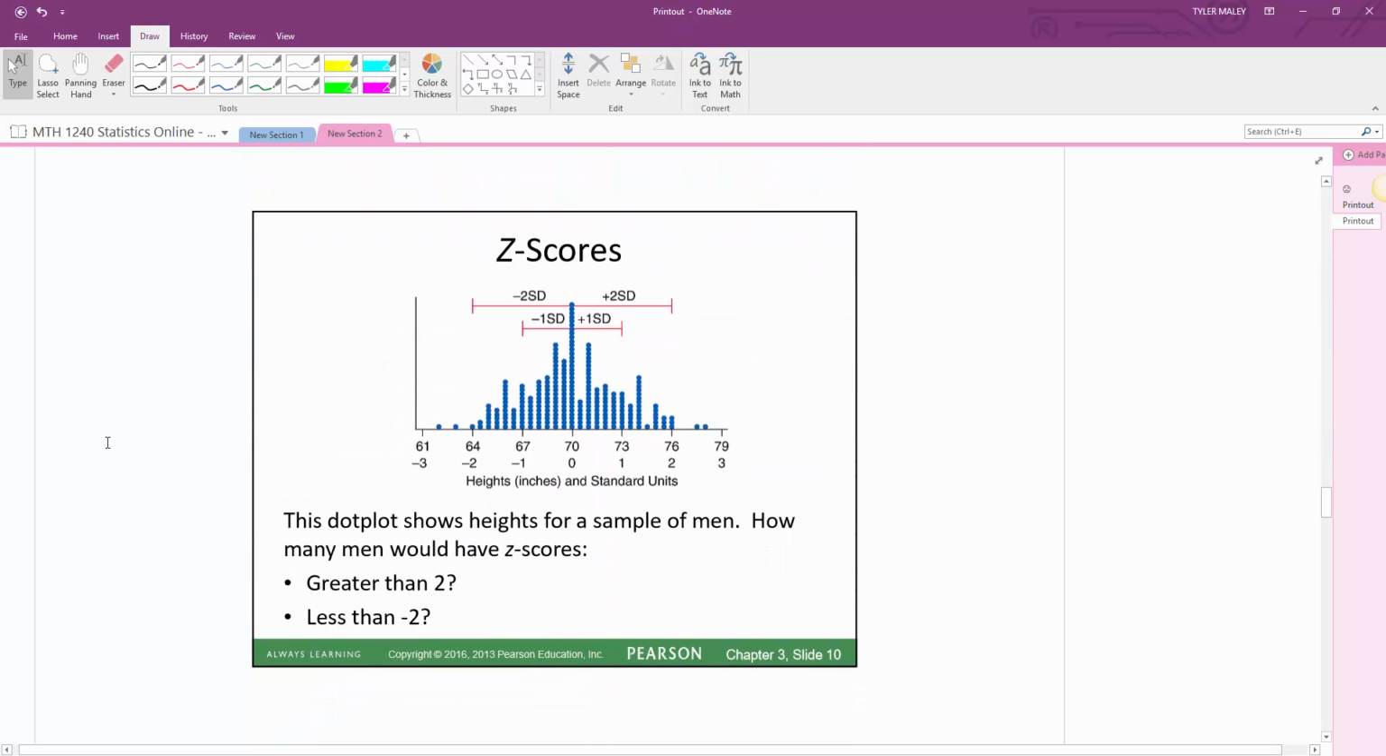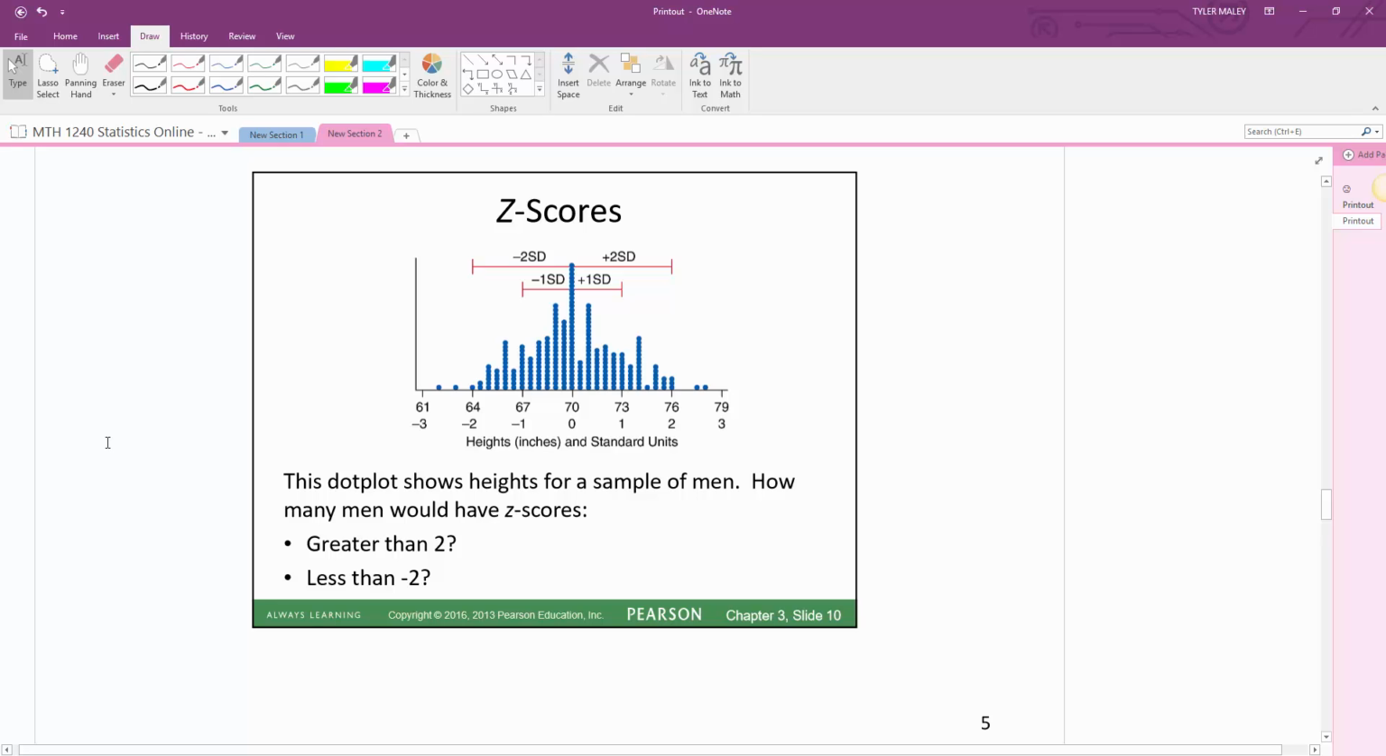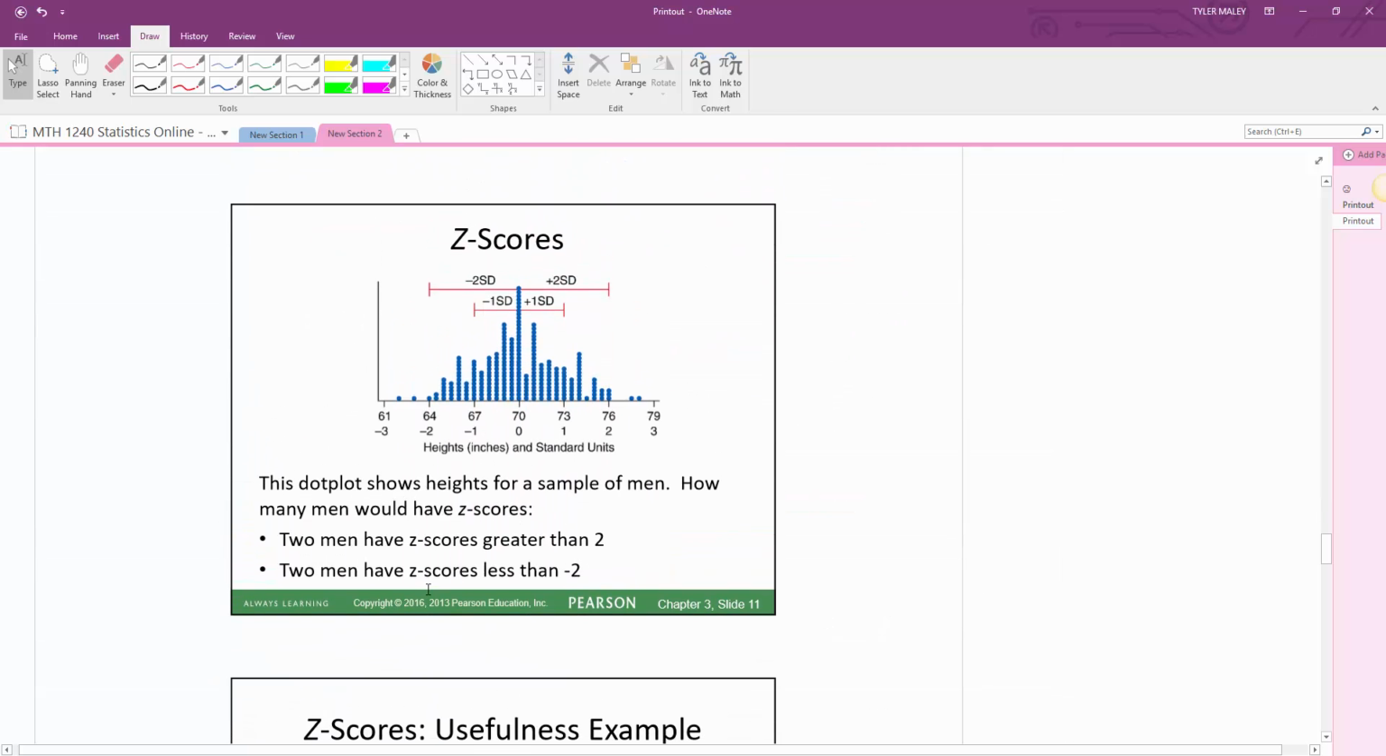So here's an example of a dot plot. And we have the z-scores listed below here. So here are my z-scores. It says the dot plot shows the heights for a sample of men. How many men would have z-scores greater than 2? So here's the cutoff for a z-score of 2. So how many are above or greater than? There's just 2 values. Remember, each dot represents every data point. So there's 2 dots, so 2 people are greater than 2 standard deviations away from the mean. And then we can look at what's less than -2. So it's doing the same thing, but we want to go to the left of -2. So there would also be two data values less than -2. So there's just the solution that we already did.